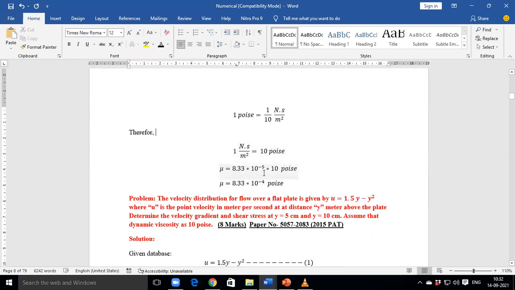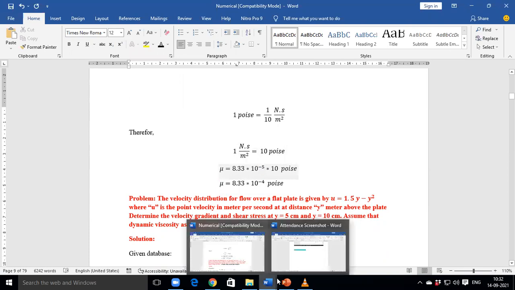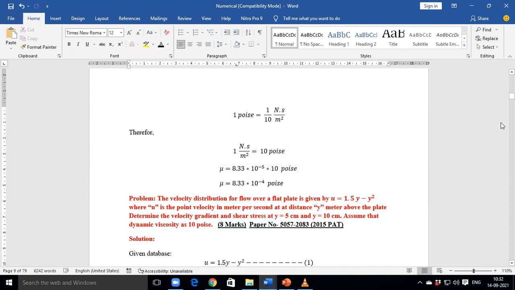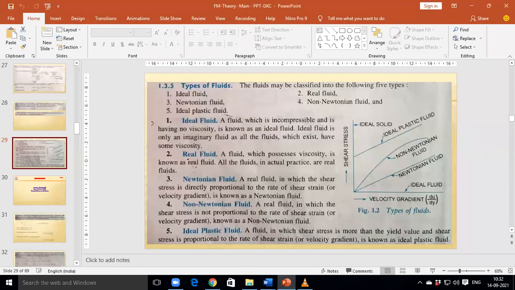Then we can discuss the next part, the types of fluid. There are various types of fluid. Is the screen visible? Yes, sir. Types of fluid. There are 5 types of fluid: ideal fluid, real fluid, Newtonian fluid, non-Newtonian fluid, and ideal plastic fluid.